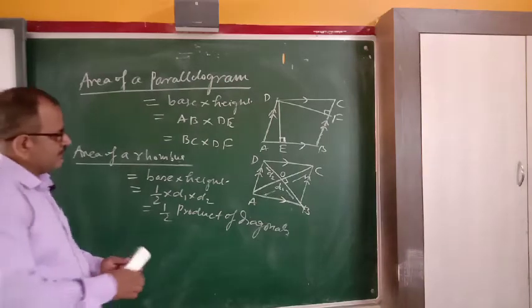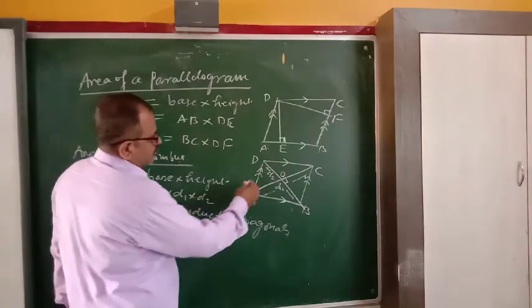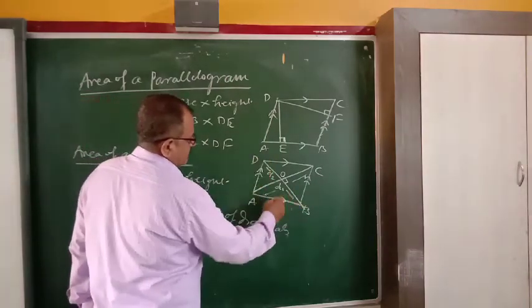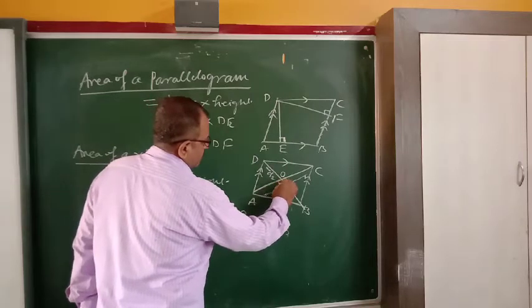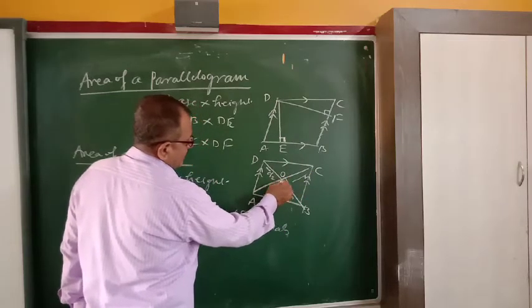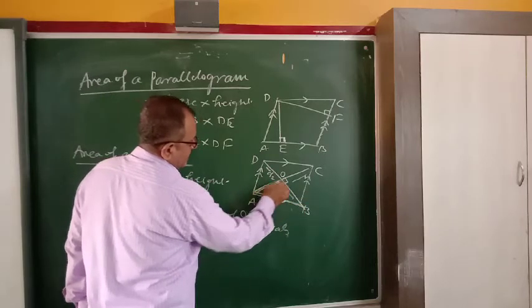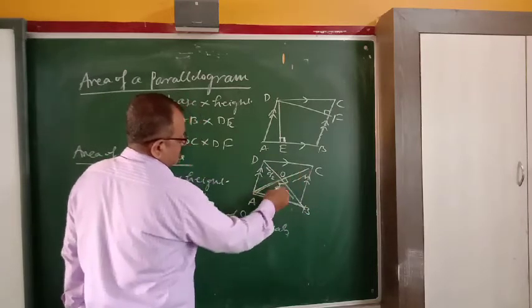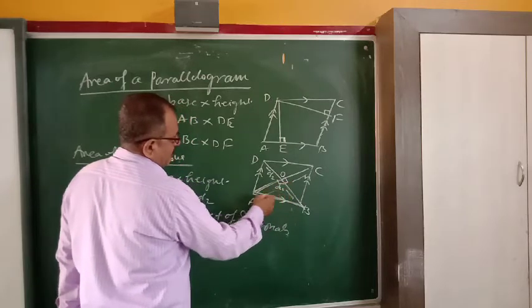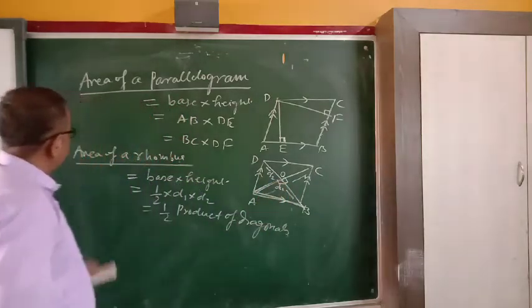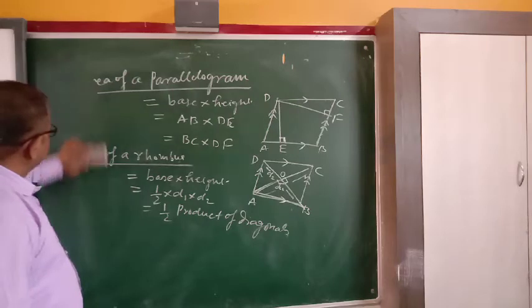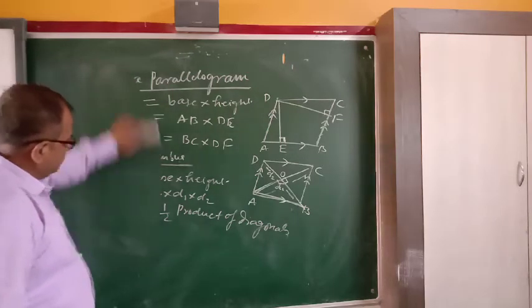You should also know the properties of a rhombus. Diagonals bisect each other at 90 degrees. So AOB becomes a right angle triangle and all the sides are equal. So in the problem you can apply it. So the next point is the area of a trapezium.